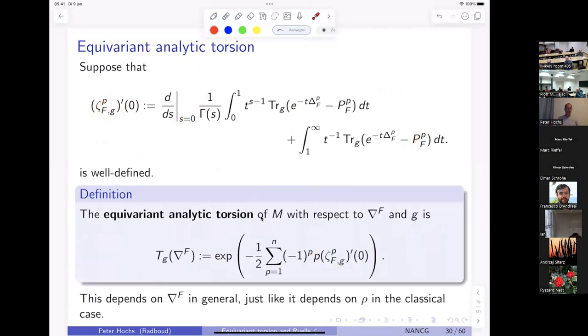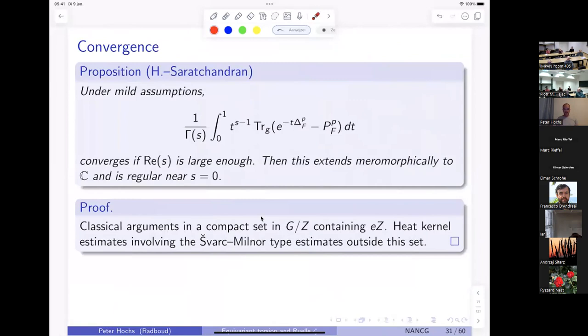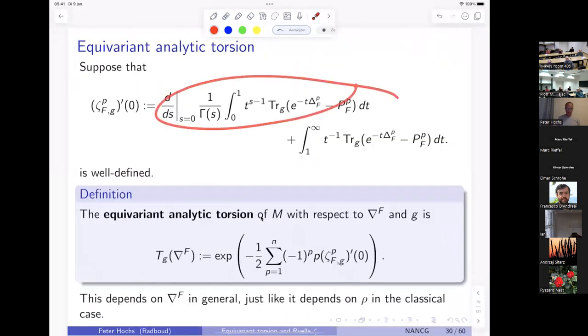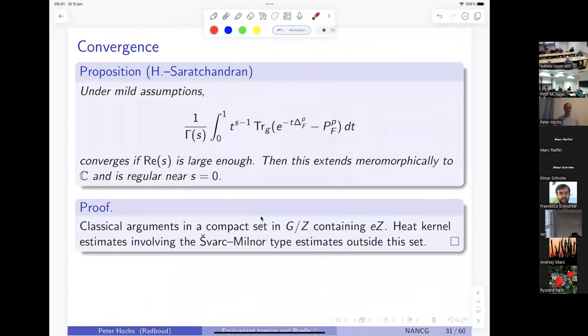Yes, but there are convergence issues. We have two integrals here, this and this. For both of them, you can ask, does it converge? Small time convergence turns out to be reasonably manageable. I'm stating it imprecisely here, but under reasonably mild assumptions, using heat kernel asymptotics, this integral really converges for s with large real part, and it extends meromorphically to C and is regular near s equals zero. This meromorphic extension is not that much different from the classical arguments using heat kernel asymptotics.